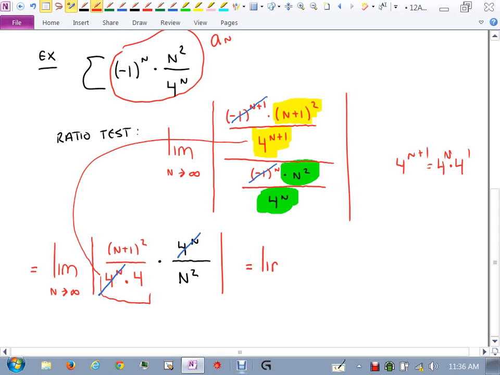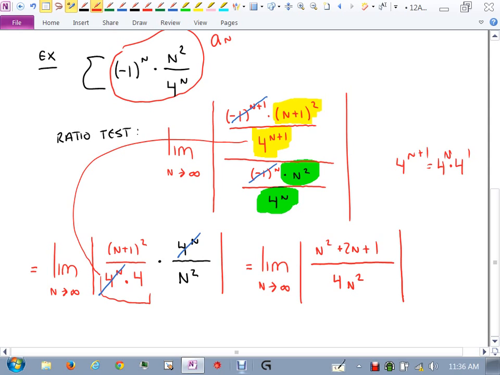So I think if you look at this here, I could, if I wanted to, expand out that numerator. What's n plus 1 squared? Well, n squared plus 2n plus 1, right? And the only thing left on the bottom is what? 4n squared.